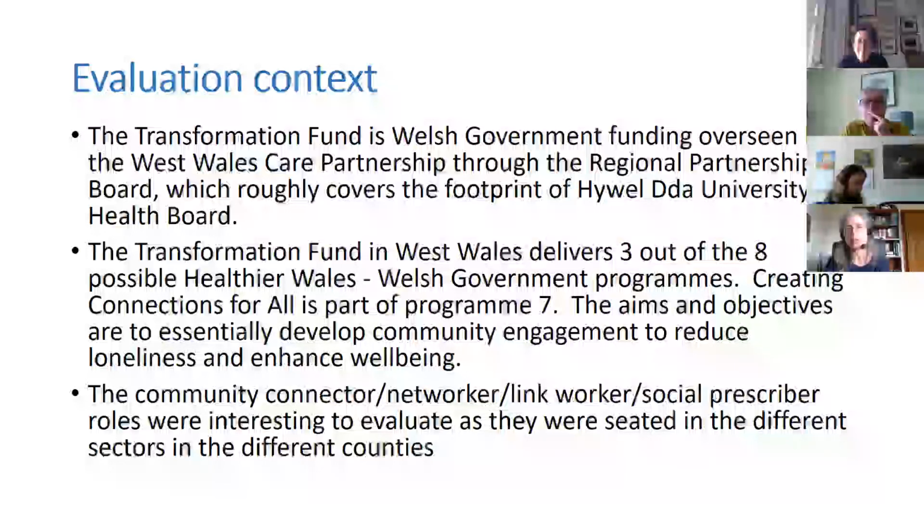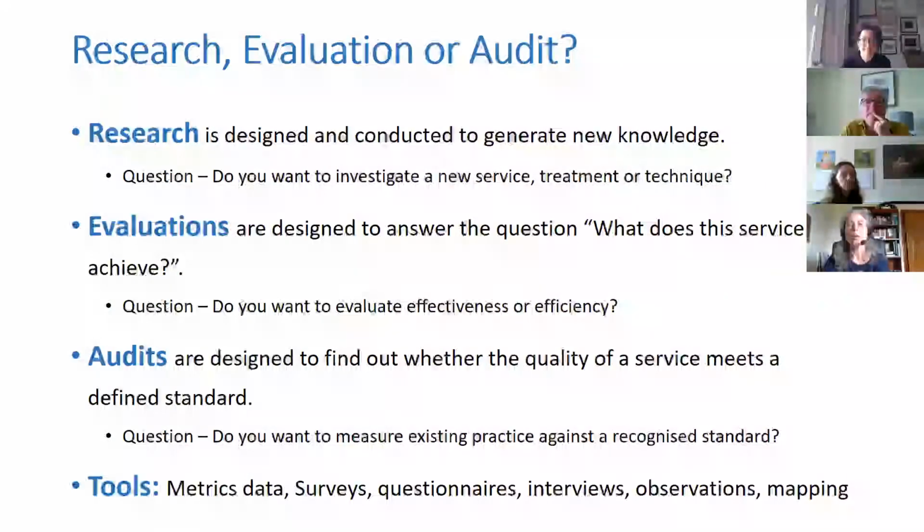And it was really interesting because the link workers or connectors were based within 3 different sectors in the 3 different counties. So when we were asked to look at what was happening with community connectors, these are for people that have a social need rather than a medical need, and the community connectors help facilitate a co-produced response to that need to create their own autonomy. So it may be an older person coming in with low mood that goes through general medical services and is then referred to a social prescriber or community connector to be connected with a local community group.